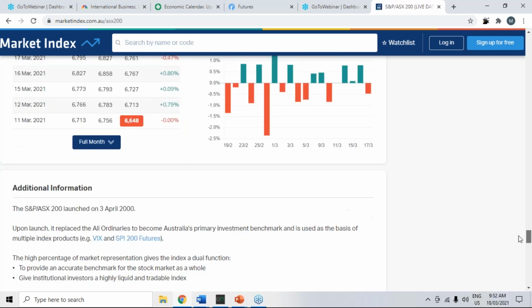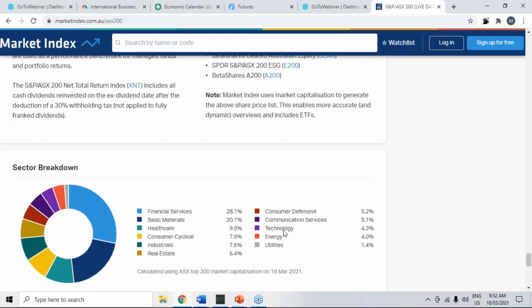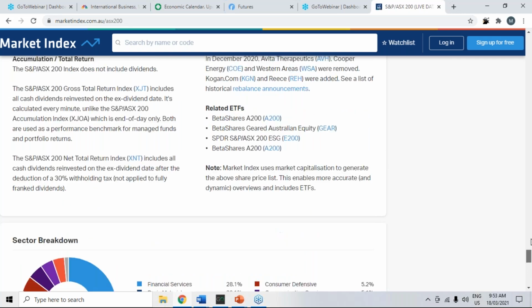If we look at this at the bottom, that's a sector breakdown of the ASX 200. You can see that financials and materials make up almost half of the entire index. So if those 2 sectors are going down, then we're not surprised to see the whole index struggling. So it's not all doom and gloom as that initial number may suggest.